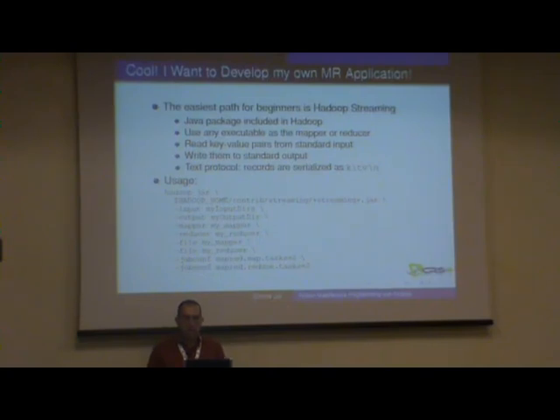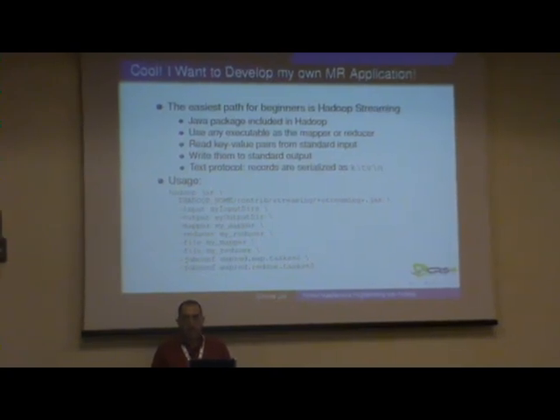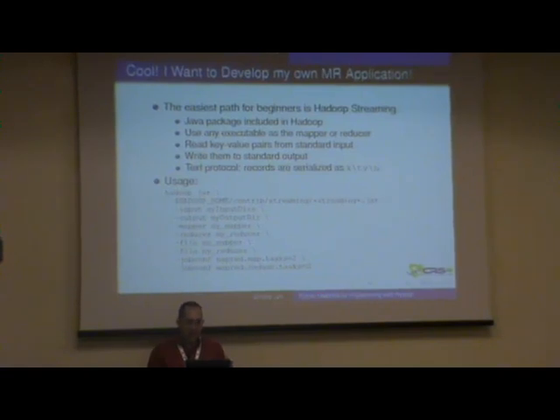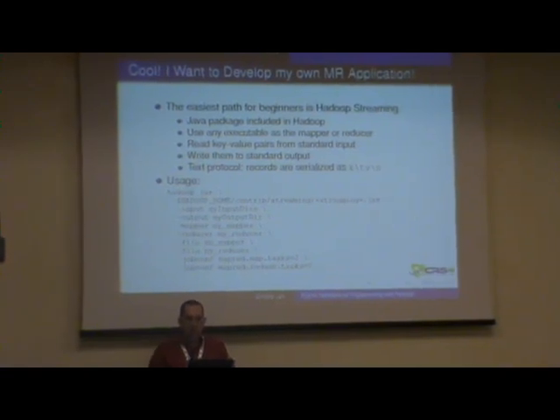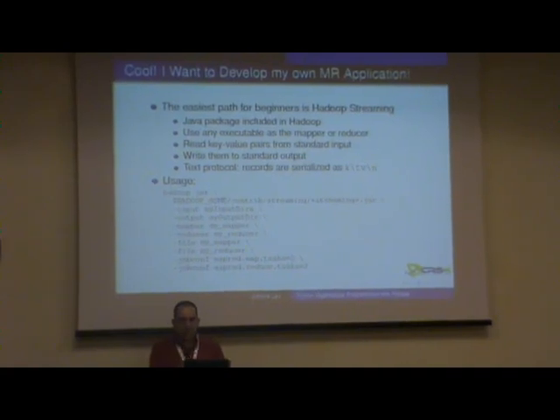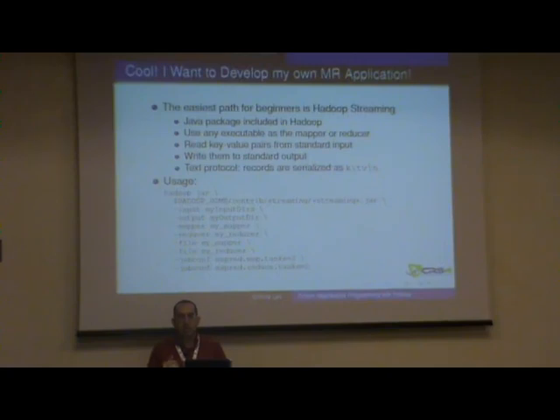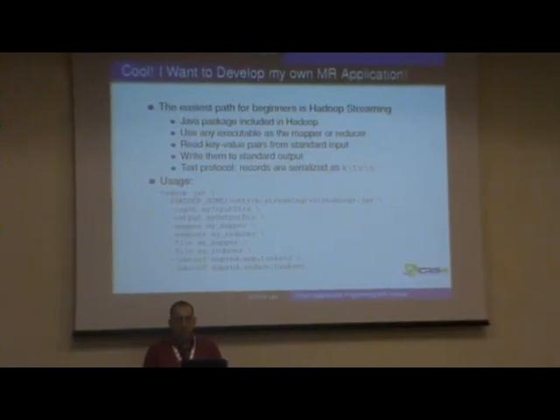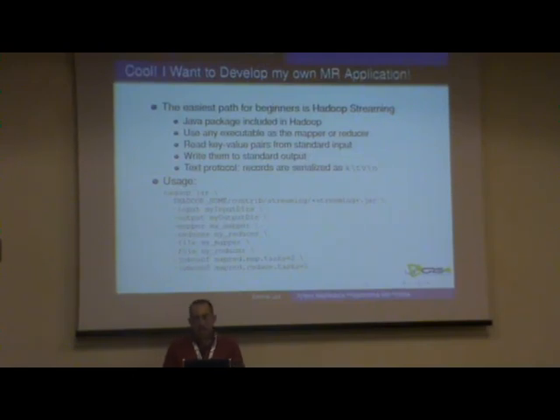This works because in this case, these executables are seen as black box processes, and communication with the framework is done through standard input and standard output. You read key value pairs as tab-separated lines, and after you finish computing your MapReduce function, you also write these values as tab-separated lines. So it's a simple text protocol.